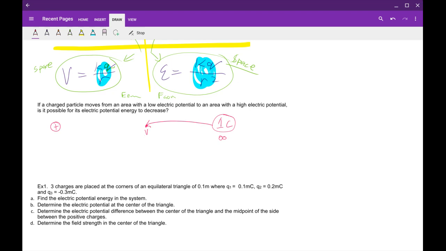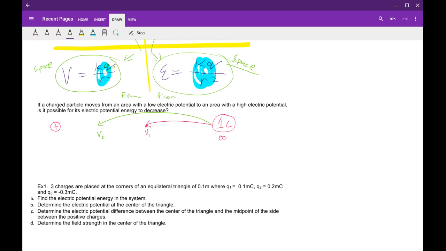Now I'm going to get my coulomb, and I'm going to instead move to here. 1 coulomb. Sorry, let me write this. This now has an electric potential. We'll call this electric potential 1, and we'll call that electric potential 2. Okay, question is, which one is higher?